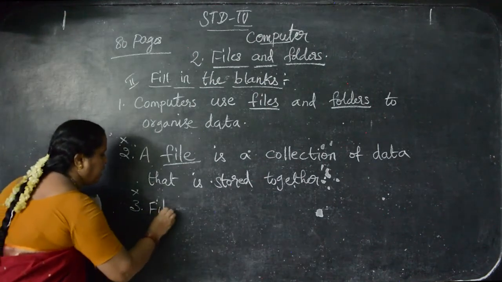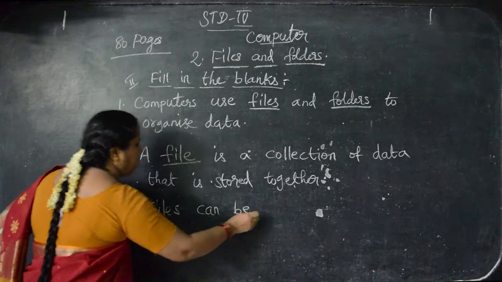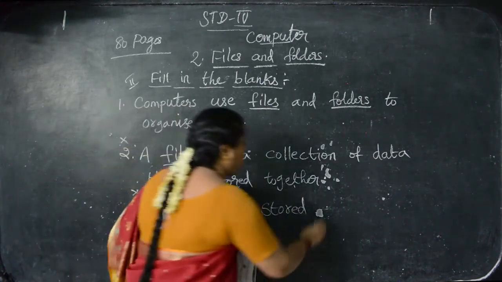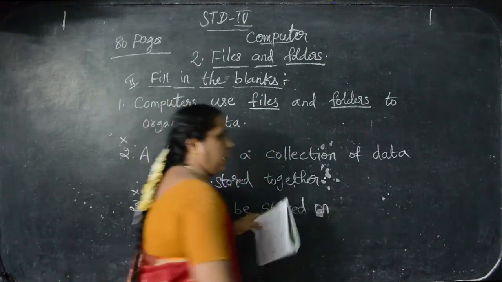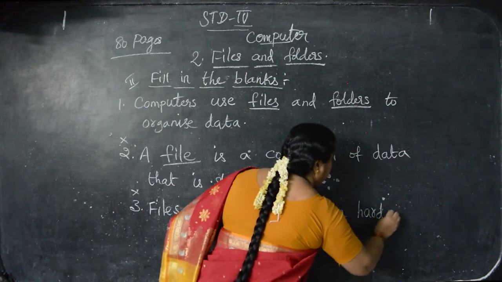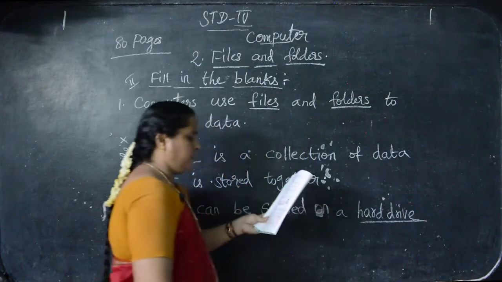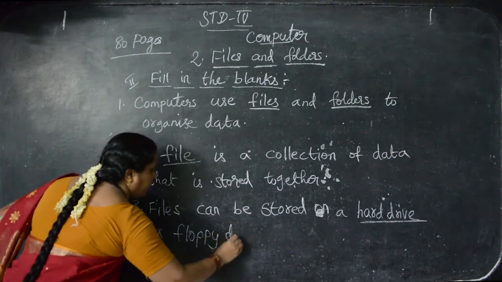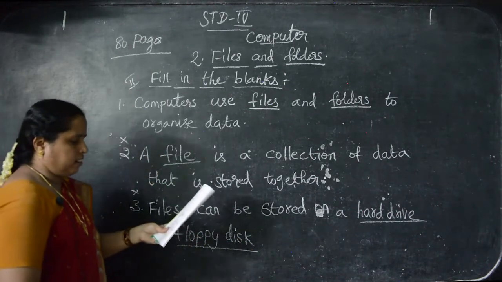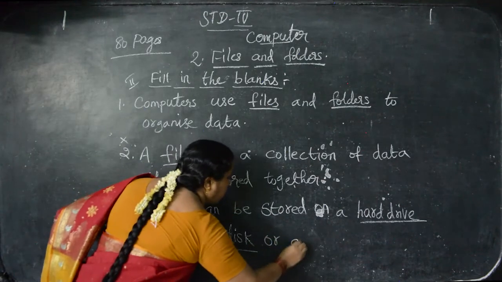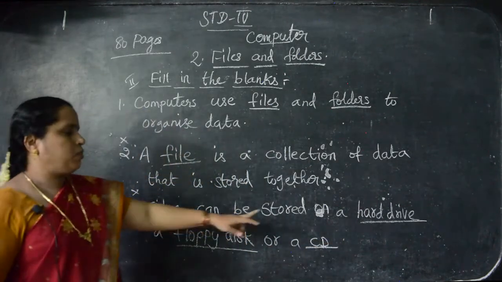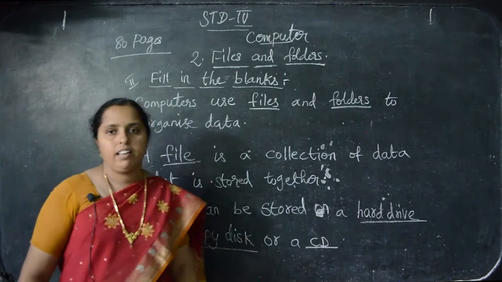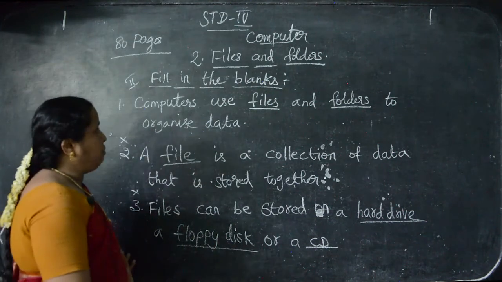Files, F-I-L-E-S, files, can be stored, S-T-O-R-E-D, stored. Files can be stored on, O-N, on, a hard drive, H-A-R-D, hard, D-R-I-V-E, drive, a floppy disk, F-L-O-P-P-Y, floppy, disk, D-I-S-K, disk, floppy disk, or a CD. So, files can be stored on a dash, dash or a dash: a hard drive, a floppy disk or a CD. Have you all finished writing this one, children? Three fill in the blanks, have you all finished?